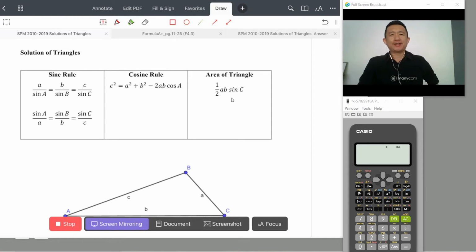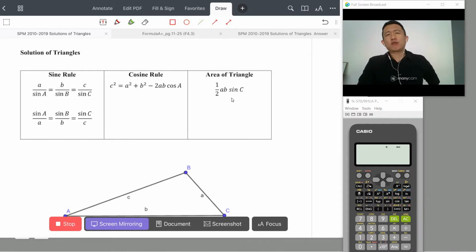Good day everyone. In this coming SPM, when you are sitting for your MX paper 2, section C, you're required to answer 2 out of 4 questions. Among the topics are solution of triangles, index number, motion on a straight line, and also linear programming.